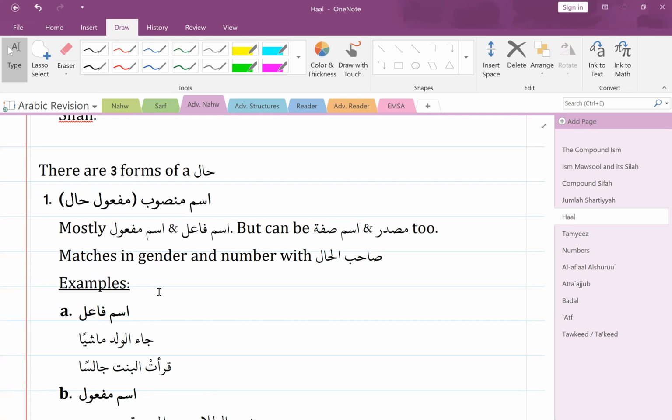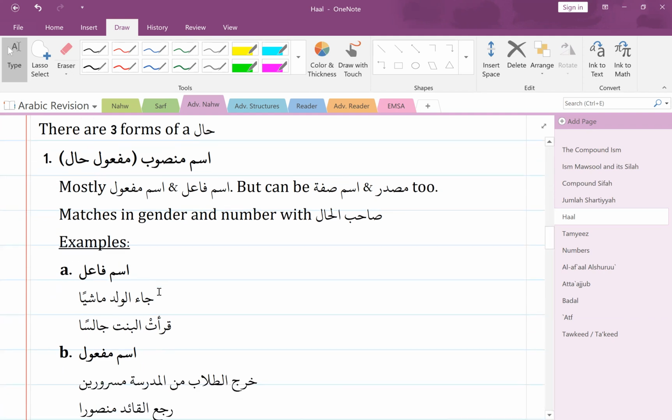So the first one, which is the very common one, just like when we did mawsuf sifa, now we have maf'ul hal. We're familiar with this. It's a nakira, and it's always going to be in nasab status. It's always going to be mansub. So it's always going to have a fatha. And it's going to come at the end of a sentence.